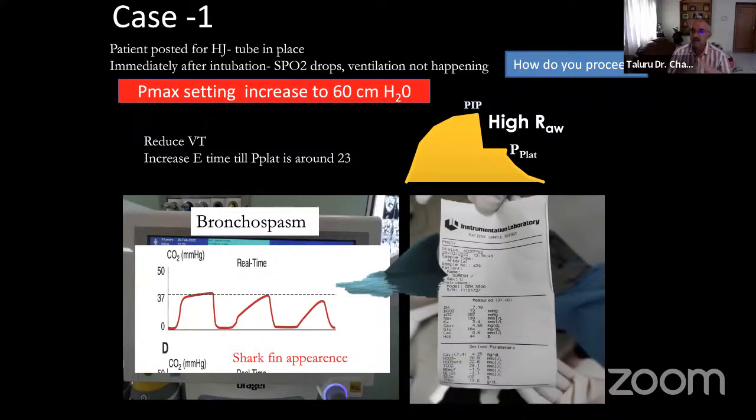After 1 hour, the patient settled down. We went ahead with the surgery. We extubated the patient a few hours post-operatively in the ICU. And the patient went home comfortably. So what I want to underscore is, to make a decision whether there is an airway problem, lung problem, or chest problem, there are parameters. You have to understand and do what is required.